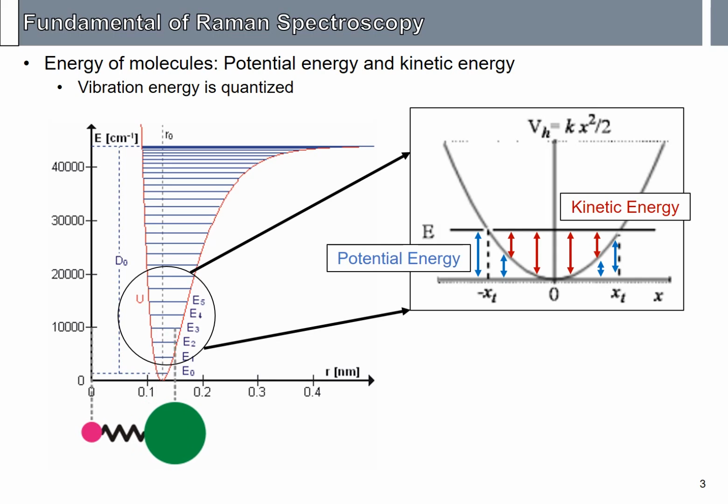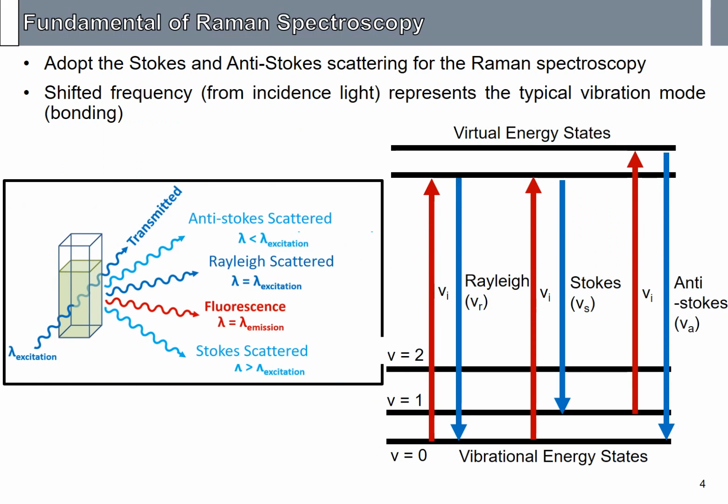And the x-axis represents the length from one atom to the other. So it is the distance between these two atoms. And the y-axis is potential. And as you can see in the figure, the atoms keep vibrating. So kinetic energy and potential energy keep changing. However, the total energy, which means the sum of the kinetic energy and potential energy, is constant. So it means that this vibrating mode has a typical energy. So Raman spectroscopy uses this typical energy of vibration mode to distinguish the molecules.